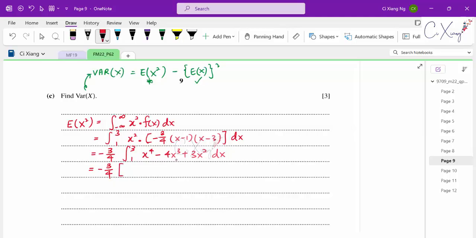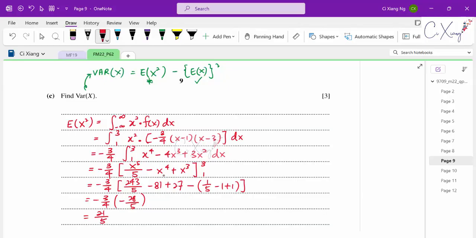Again, it is a simple integration. I have x to the power 5 over 5 after integrating x to the power 4, then x to the power 4 itself, and then x cubed. Then I need to substitute in the values 3 and 1. Putting in 3 inside all the terms, you should have 243 over 5, then minus 81 plus 27. After that, substitute 1 into all three terms in the square bracket: 1 over 5 minus 1 plus 1. Just simplify the values using your calculator, and you should have 21 over 5 for E(x squared).